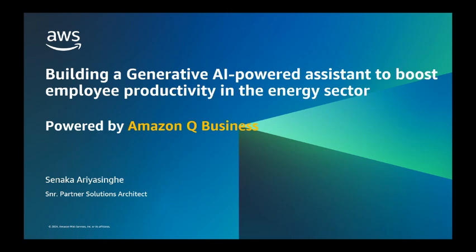My name is Sena Singer. I'm a Senior Partner Solutions Architect at AWS. Today, I'm going to demonstrate how to build a generative AI-powered assistant to boost employee productivity in the energy sector. I'm going to be using Amazon Q Business to demonstrate building this application.